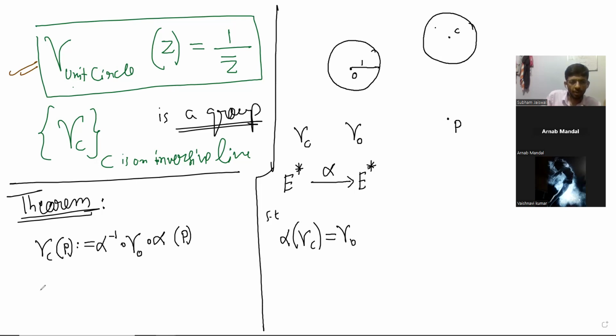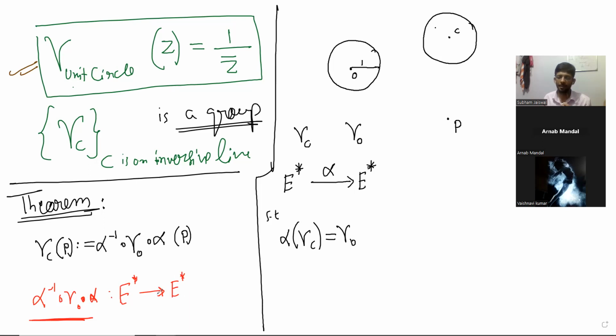You'll use the clues, right? Is it clear, Arnav and Vaishnavi, what this function is? This is again a function. It's an element in the group generated by these functions, because these are just compositions of functions. So this is a function from E star to E star. Is that okay?